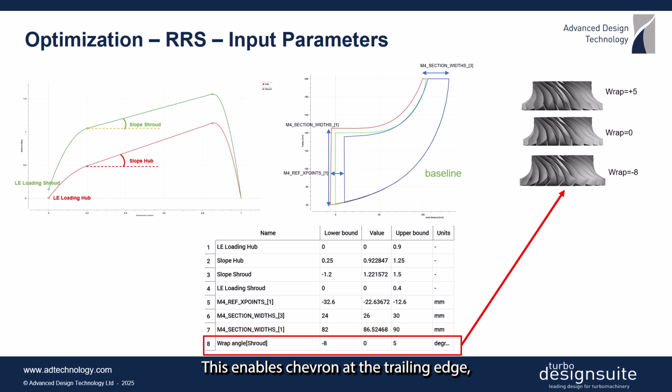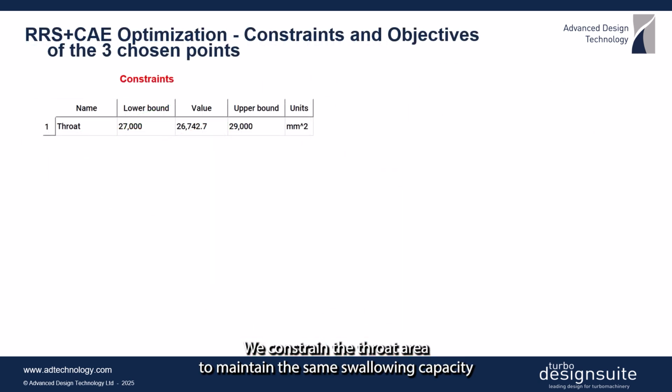This enables chevron at the trailing edge, which is often used to suppress secondary flow at the rotor exit. We constrain the throat area to maintain the same swallowing capacity for the rotor when it is being optimized.